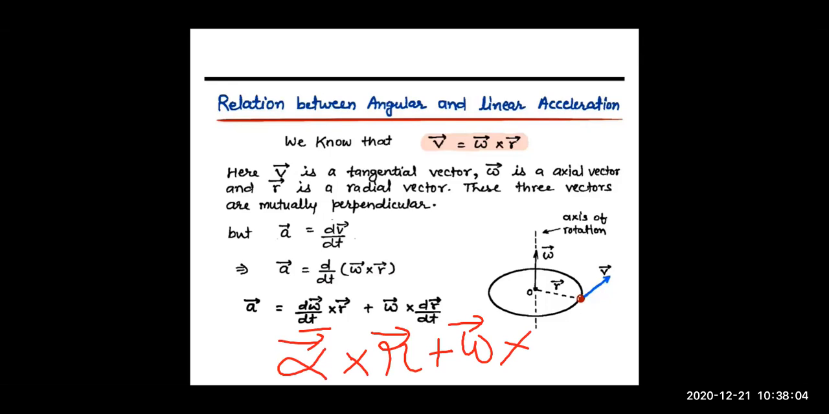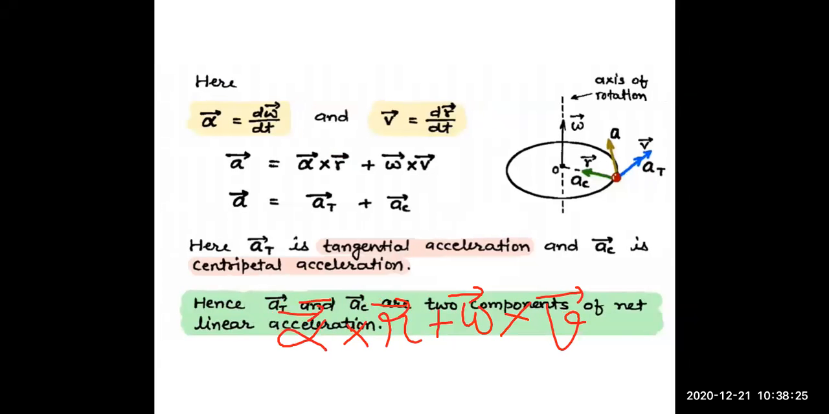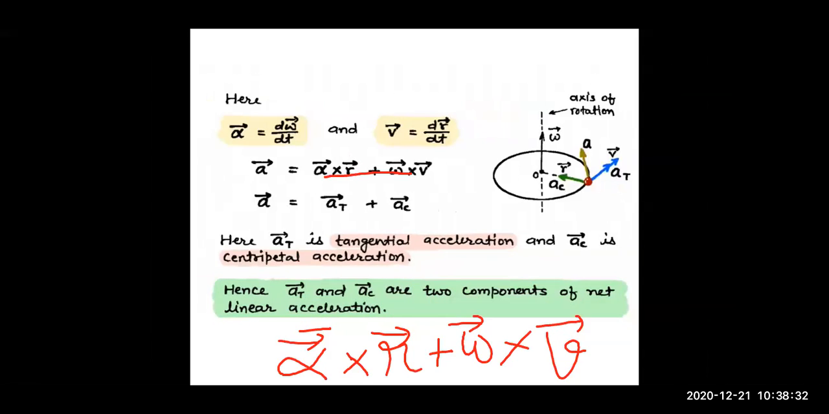So the change in dr by dt, that is a linear term, and that is the linear velocity, because your r is what? It is distance, right? It is the displacement. So rate of change of displacement will be velocity. So here you will have v. So this is your equation, that is alpha cross r plus omega cross v, right children?